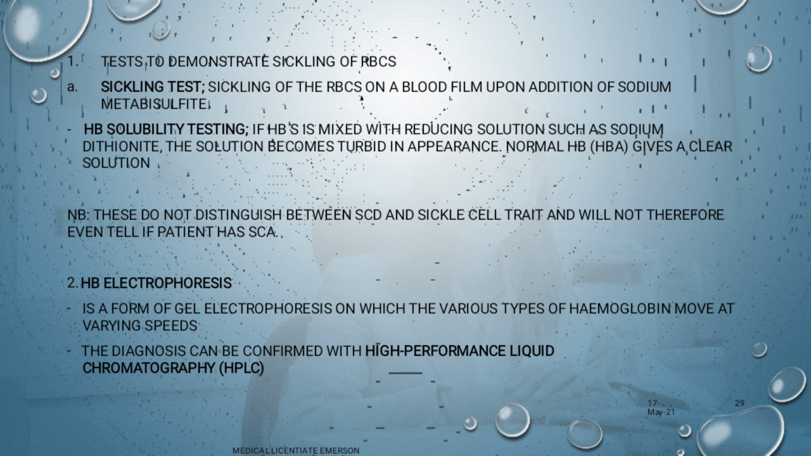Then in terms of the HB electrophoresis, it is a form of gel electrophoresis on which the various types of hemoglobin move at varying speed. So diagnosis can be confirmed with HPLC, which is known as high performance liquid chromatography. Okay, that's where the diagnosis can be confirmed. So this test diagnoses the type of SCD. For example, you can know whether someone has sickle cell anemia or what type of sickle cell disease they actually have. Is it trait or whatnot?